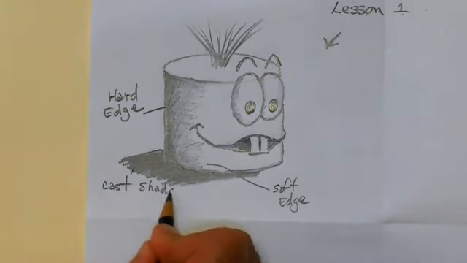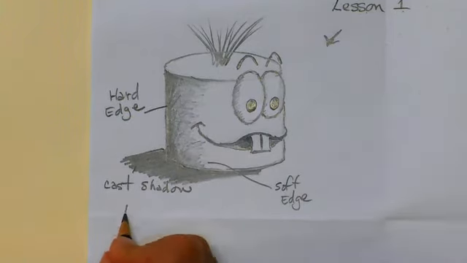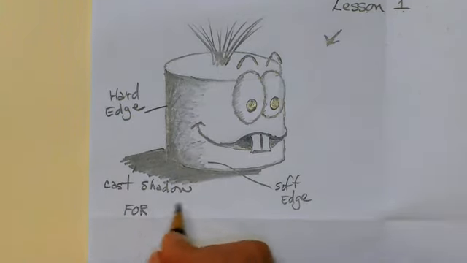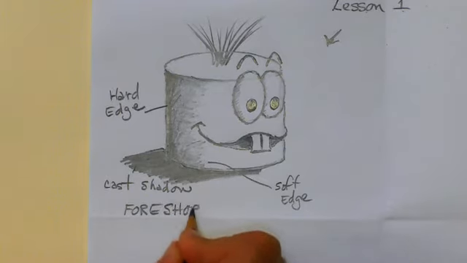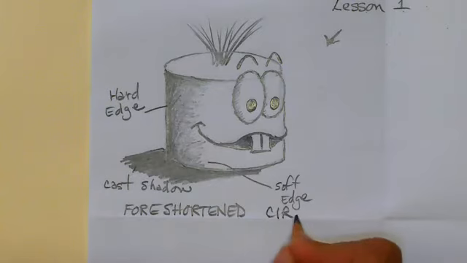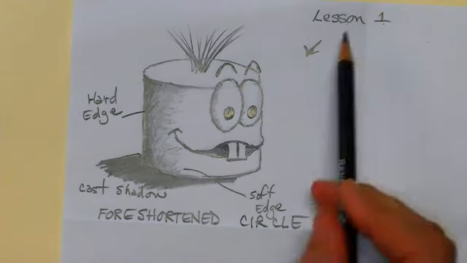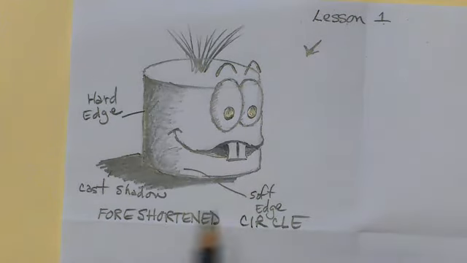So I have to start naming things a little bit. This whole thing is called a F-O-R-E, foreshortened circle. So that's what I'm working on here, is a foreshortened circle. And that's the first drawing of lesson 1, is a foreshortened circle, and I just call this guy a marshmallow dude. He's kind of fun to draw.